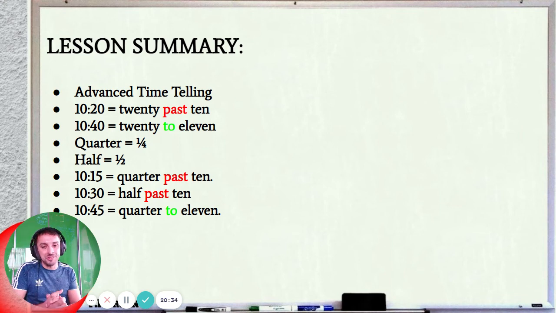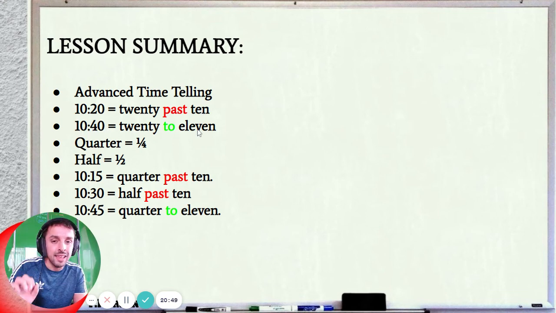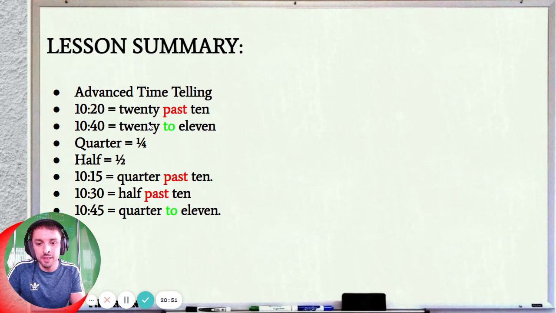Okay, so a lesson summary. This is what you need to remember. We did advanced time telling. So you could say 10:20 is the same as 20 past 10. But 10:40 is 20 to 11. Okay? So remember, when it's to, you're going to the next hour. So 20 past 10 and 10:40 is 20 to 11.